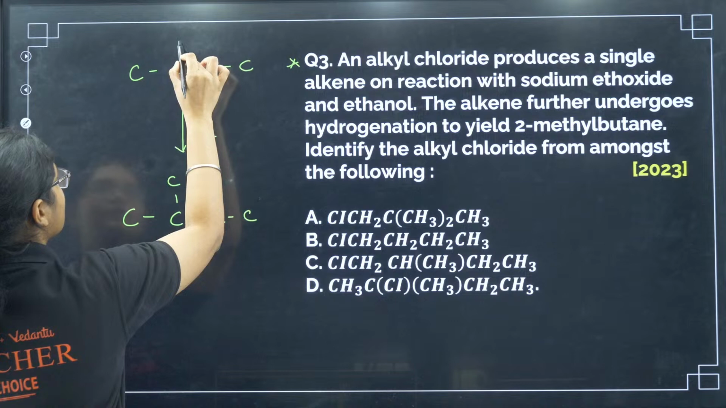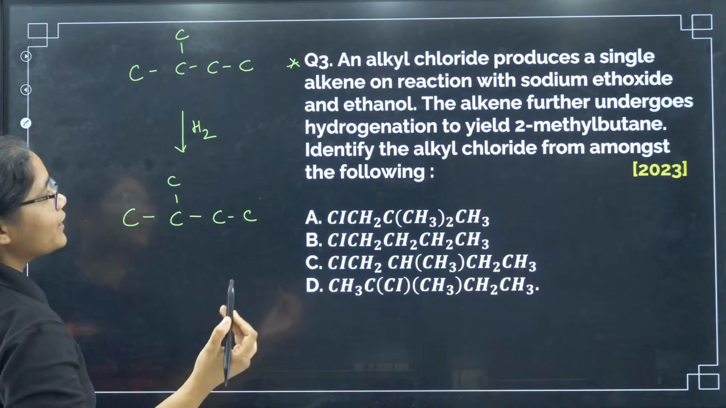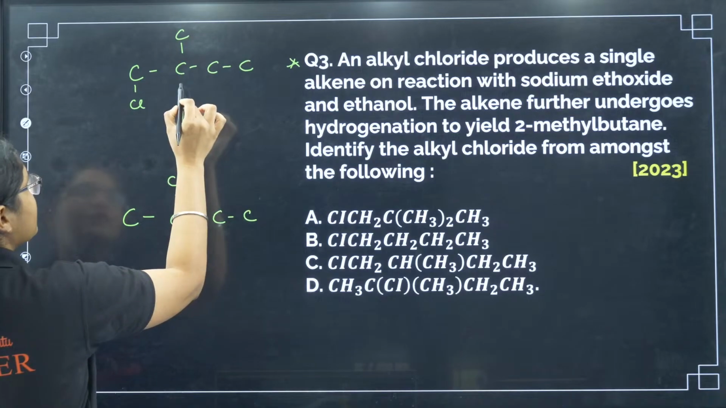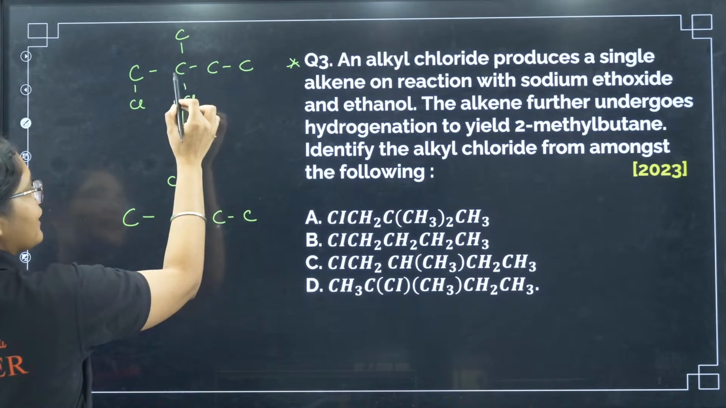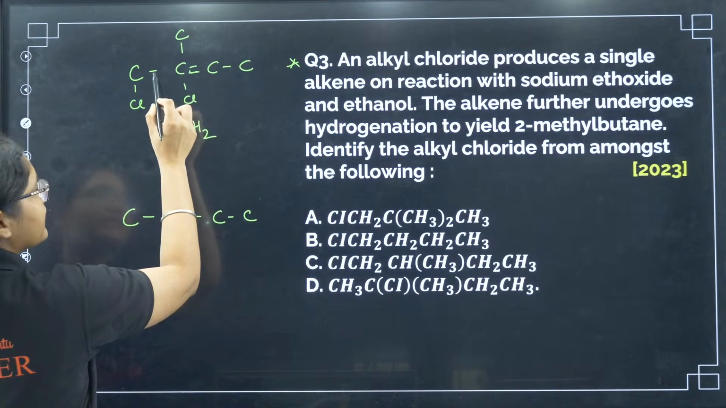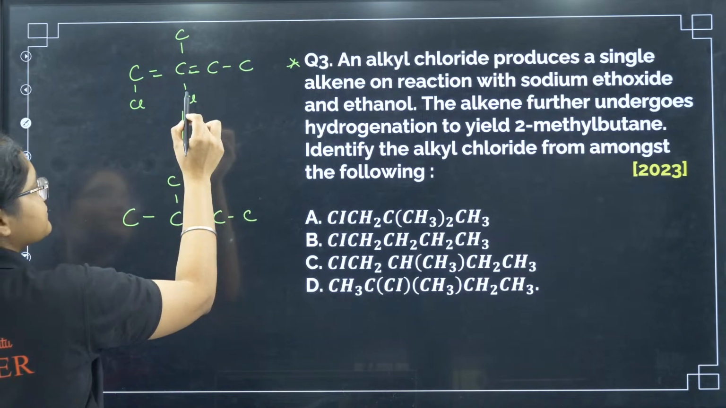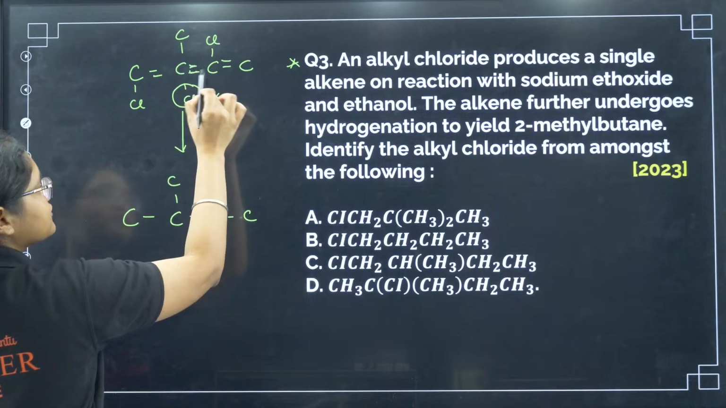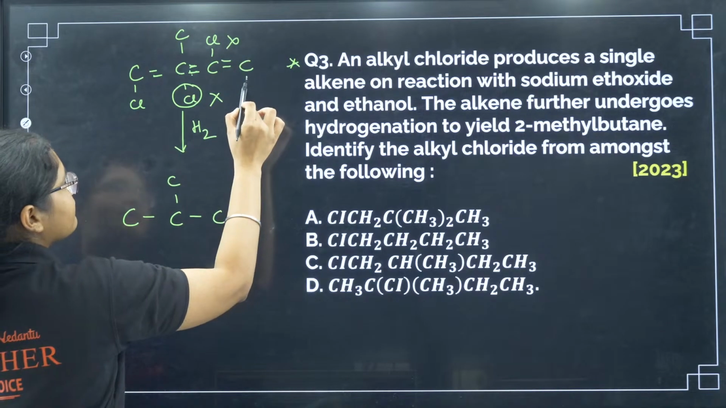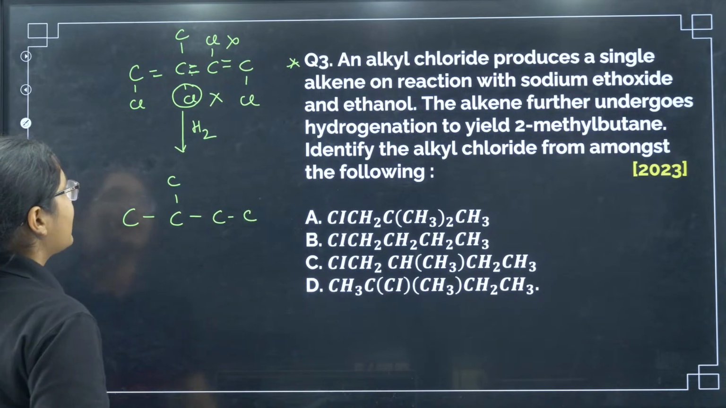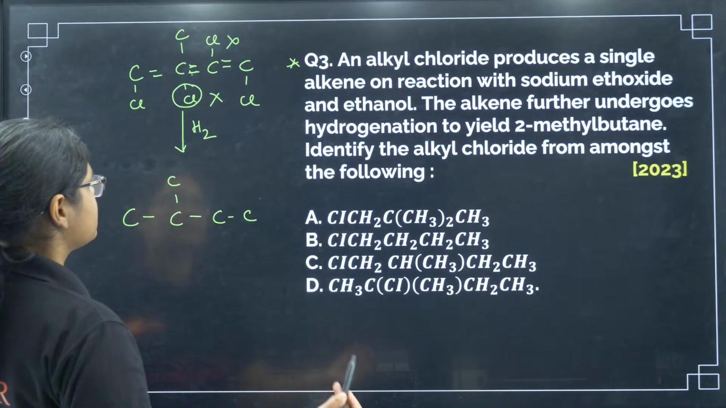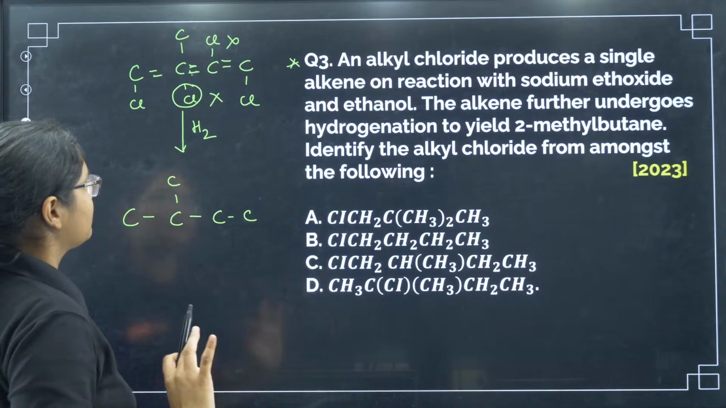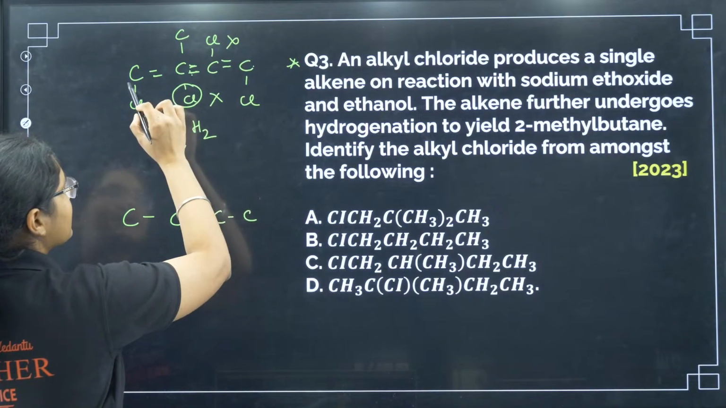So single alkene means I have a structure like this, right? Now where are the chlorine possibilities? Chlorine can be present here. If the chlorine is present here, then I have two possibilities, one here and one here, so this option is incorrect. If I have it here, then also I have two possibilities, so this is incorrect. If this one is here, then I can get a single alkene product. So chlorine can be present here or here.